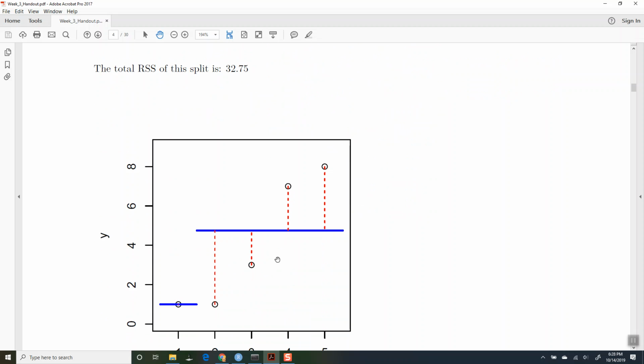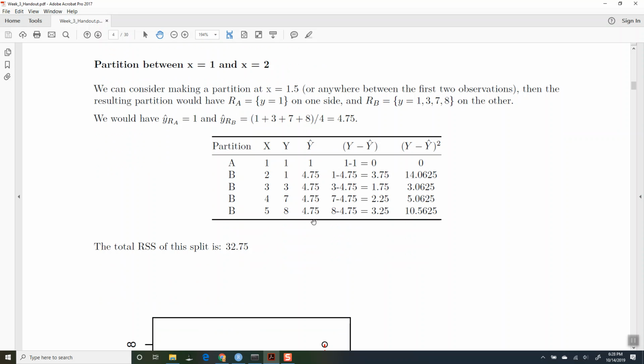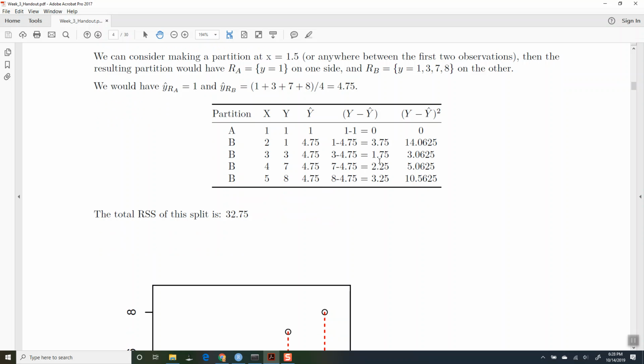For the other 4 observations that end up in this partition, I take the average of these 4. So I do 1 plus 3 plus 7 plus 8, which adds up to 19. I divide that by 4, and I get 4.75. And so for this partition, my y hat is 4.75 for everybody. And we calculate the residual for each of these. So I do 1 minus 4.75. I'm leaving off the negatives. I don't know why I left off the negatives for all of these things. But we got negative 3.75, negative 1.75, 2.25, and 3.25.